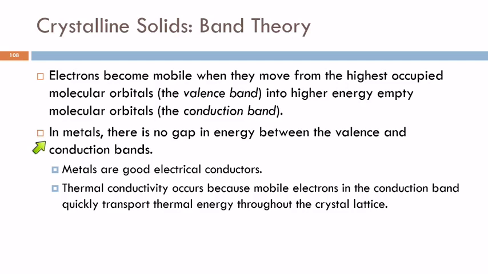In metals, there's no gap in energy between the valence and conduction bands. All you have to do is move over and you've got a clear shot to wherever you're going. So electrons do that all the time. And metals conduct electricity. They also conduct heat because of this same thing. Because the electrons are free to move, the electrons can actually transport thermal energy throughout the metal. And so that's how they conduct heat as well.